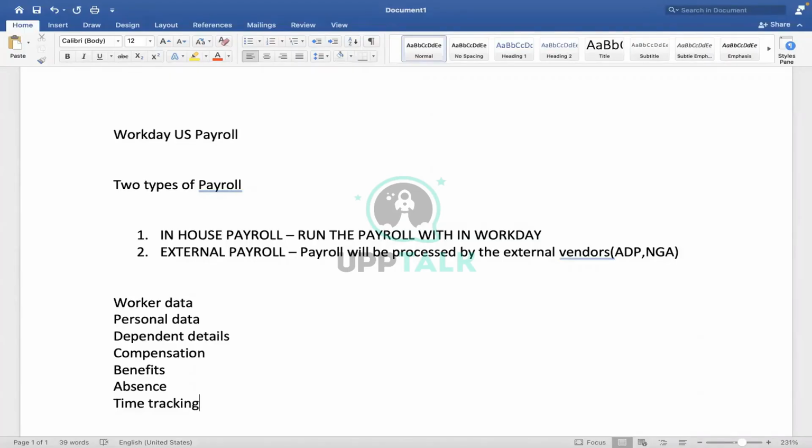Now let's narrow down a little on this. What is the mandatory data required in order to process the payroll in 1 day? We need personal data and time tracking or absence. We need worker data first, personal data, compensation data.